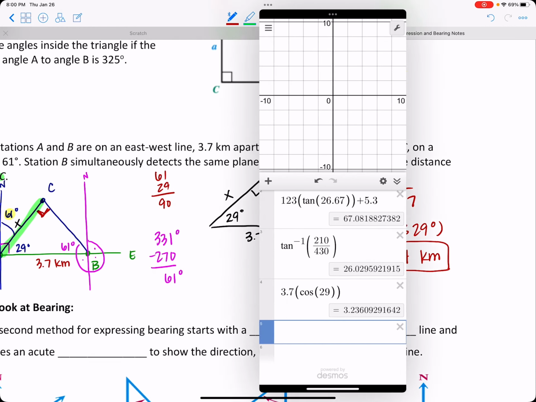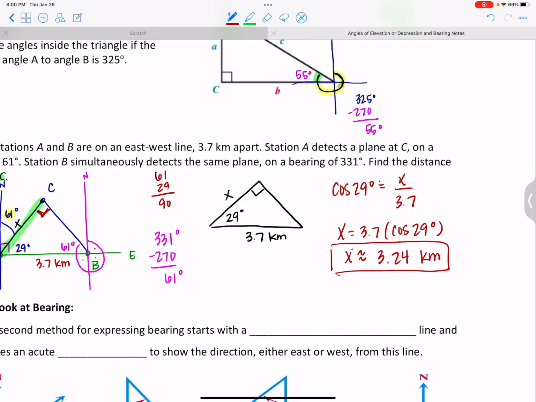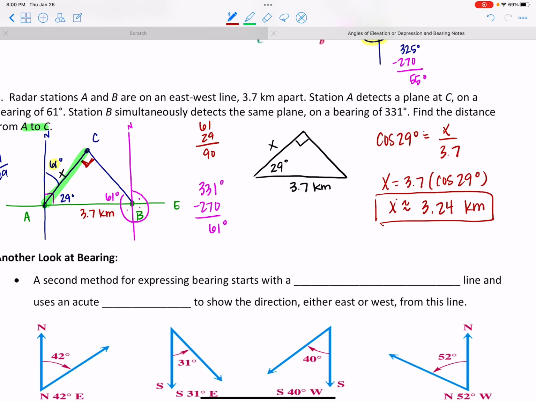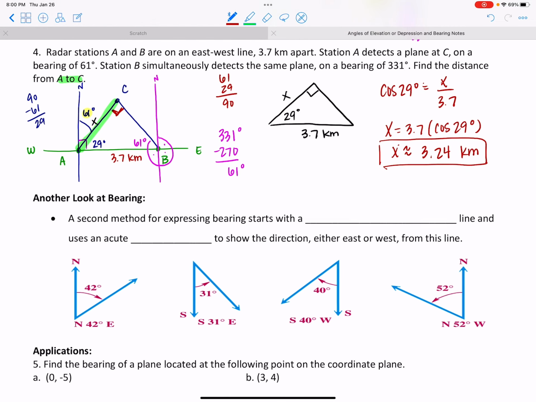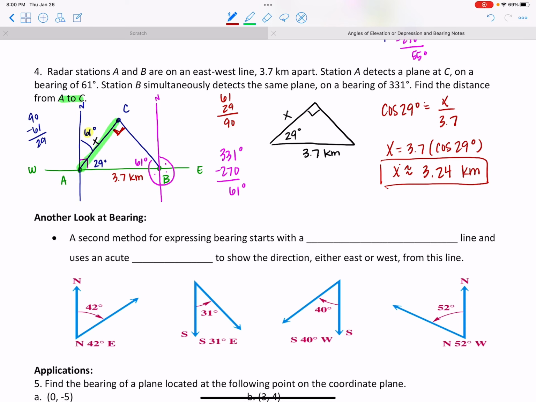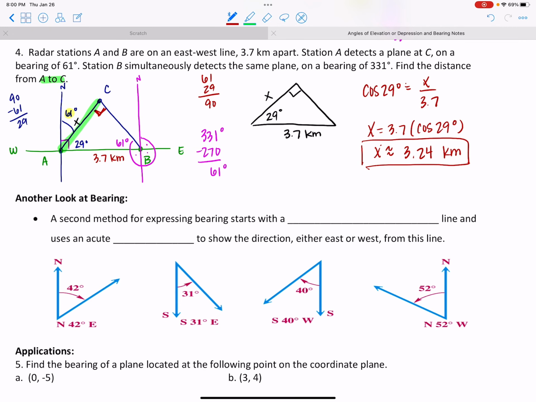Okay. So first application, using bearing when just a single angle is given. Then again, it's understood that we're going to go from north and rotate clockwise whatever the degree measure is. But sometimes we look at bearing in another way. A second method for expressing bearing starts again with a north or south line, so it's north or south this time.